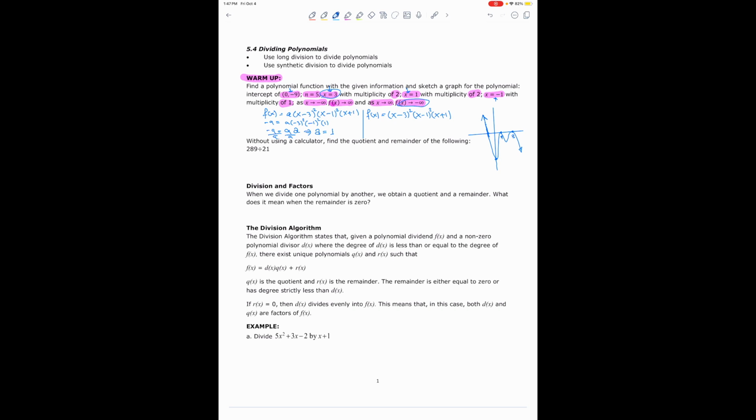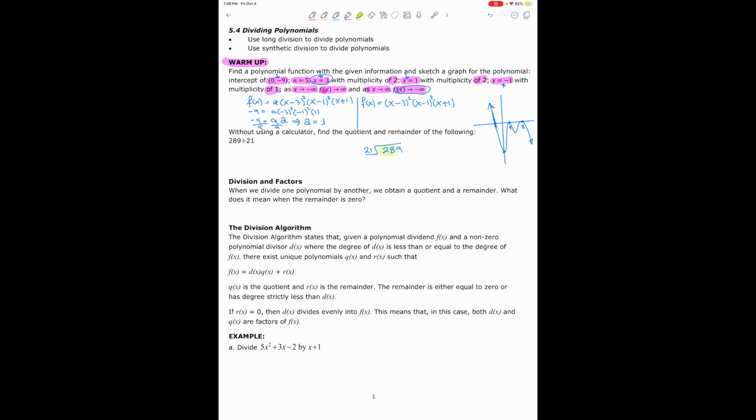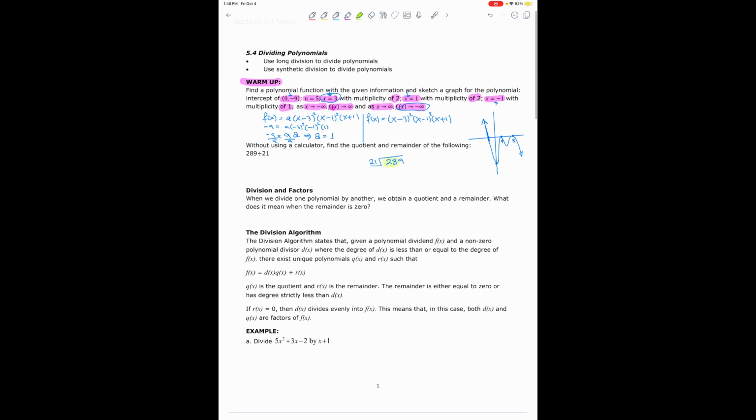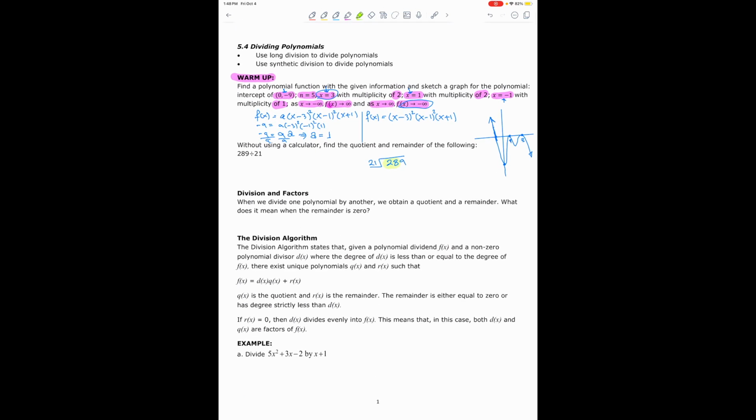Without using a calculator, find the quotient and the remainder of the following: 289 divided by 21. So this is basically long division. First, I'm going to divide 28 by 21. How many times does 21 go in 28? 1 time. 1 times 21 is 21, and then I'm going to subtract to find the remainder. So the remainder here is 7.